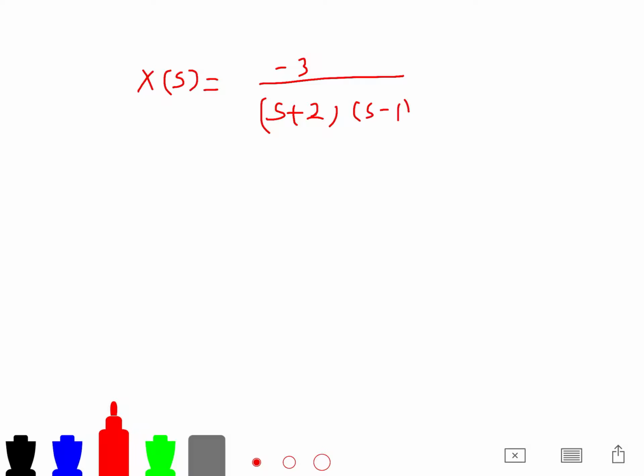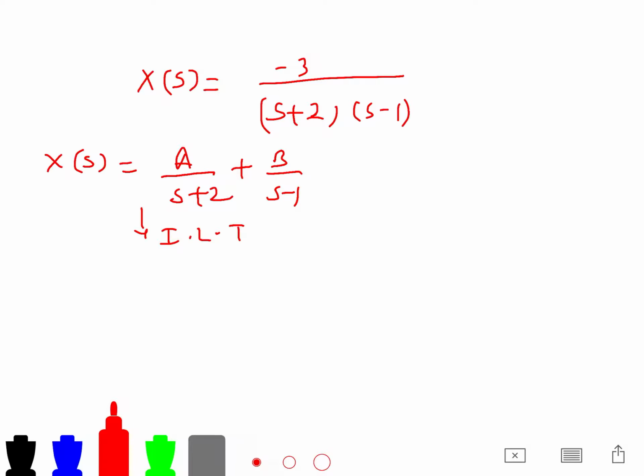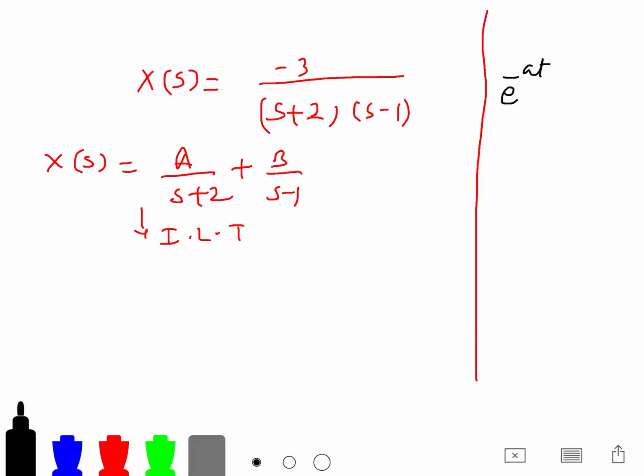So how will you write the Laplace transform? You will first take the partial fraction. The partial fraction form will be X(s) is equal to A upon s plus 2 plus B upon s minus 1. Now write the inverse Laplace transform. For that, you will use a transform pair. The transform pairs are that e to the power minus at u(t) has a Laplace transform 1 upon s plus a, with the condition that the real part of s is greater than minus a first.